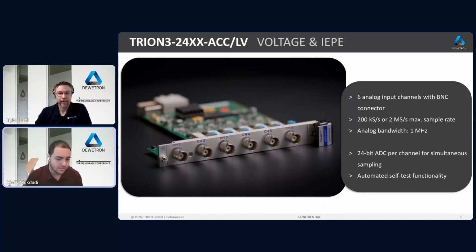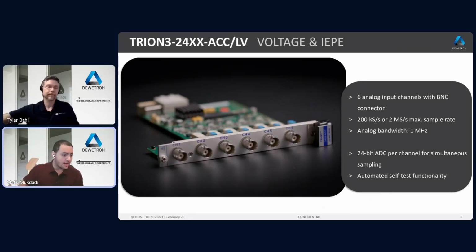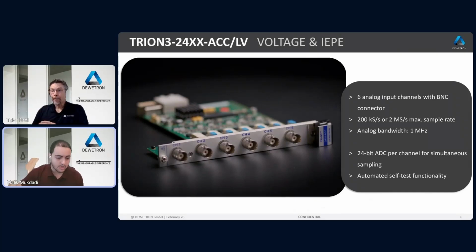So joining the new DEWE3 chassis, we also have a Trion 3 module that is an upgrade from the Trion 16XX module, if you're familiar with it. This is the Trion 3 24XX ACC LV module, which is meant to measure voltage or IEPE sensors. It comes with 6 analog input channels with BNC connectors in 2 flavors, or 2 sample rates: 200 kilosamples per second or 2 megasamples per second. It's a 24-bit ADC for every channel.